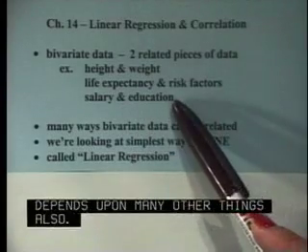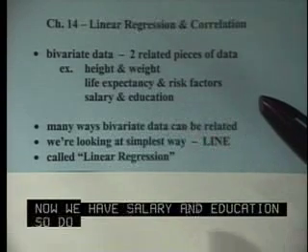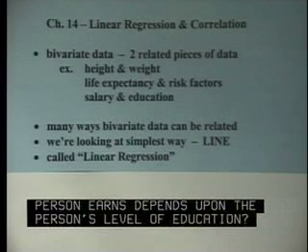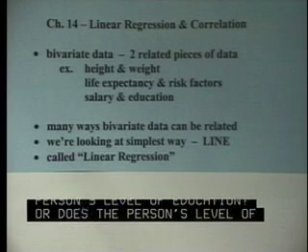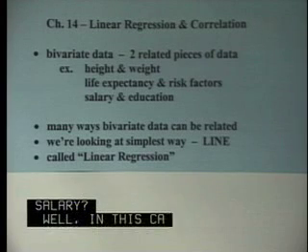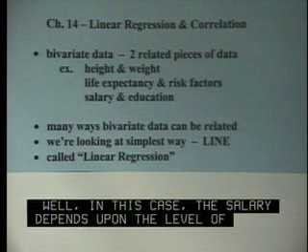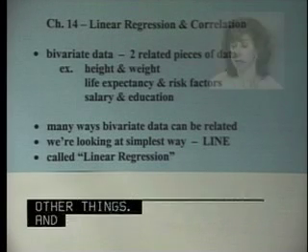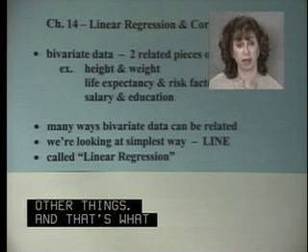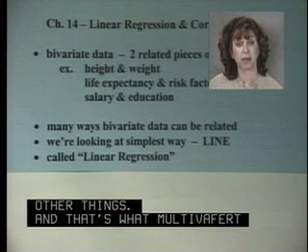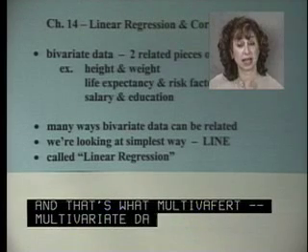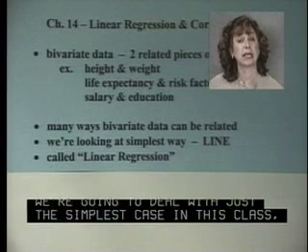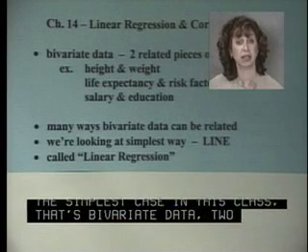Now we have salary and education. So do we think the salary that a person earns depends upon the person's level of education, or does the person's level of education depend upon the salary? Well, in this case, the salary depends upon the level of education. Salary also depends upon many other things, and that's what multivariate data deals with, the many different other items that we have a variable depending upon. But we're going to deal with just the simplest case in this class. That's bivariate data, two pieces of information, and linear regression, where the data follows a line shape.